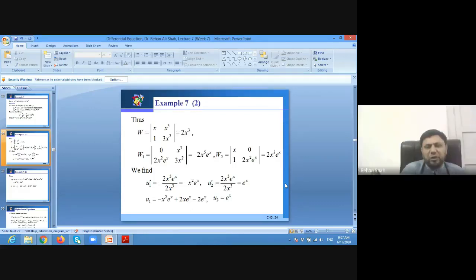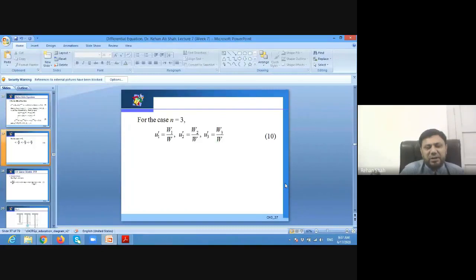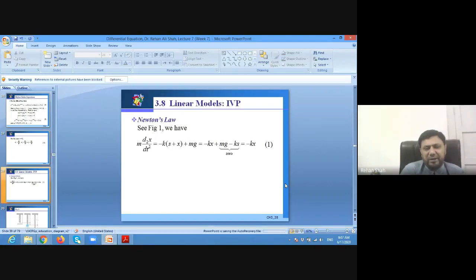Yes, sir. Okay. So leave out the higher order, because it goes into 3 cross 3 and the question will become lengthy. So skip the higher order.